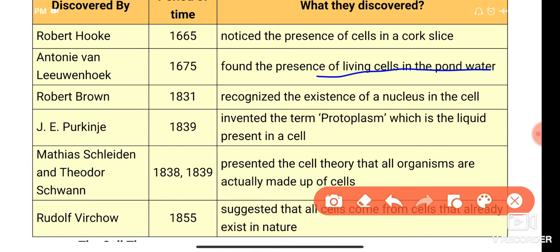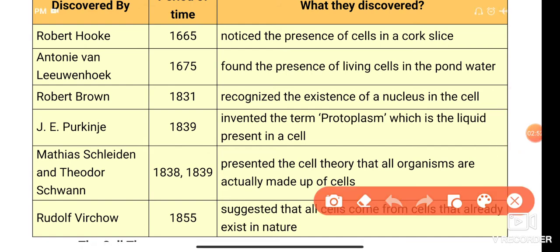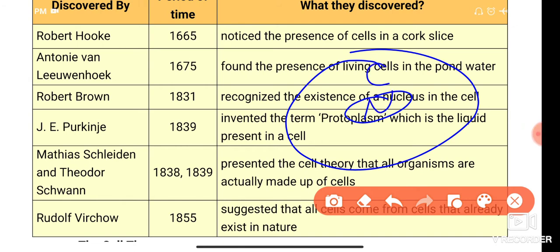After that, Robert Brown in 1831 recognized the existence of the nucleus of the cell. He said that the cell has a center part called the nucleus. Then J.E. Purkinje in 1839 coined the term protoplasm, which is the liquid present inside the cell. Purkinje tells that the total fluid present inside the cell, including nucleoplasm and cytoplasm, is combinedly called protoplasm.